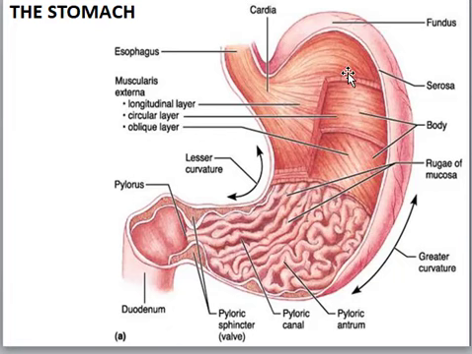Discussing the layers, it also consists of many layers. The unique layer present only in the stomach, in the muscularis propria, is an oblique layer of muscle, because it is a muscular organ. The stomach is very important in churning and mixing of the food, and also the most important, which we will discuss in the next slide, the function of the stomach.